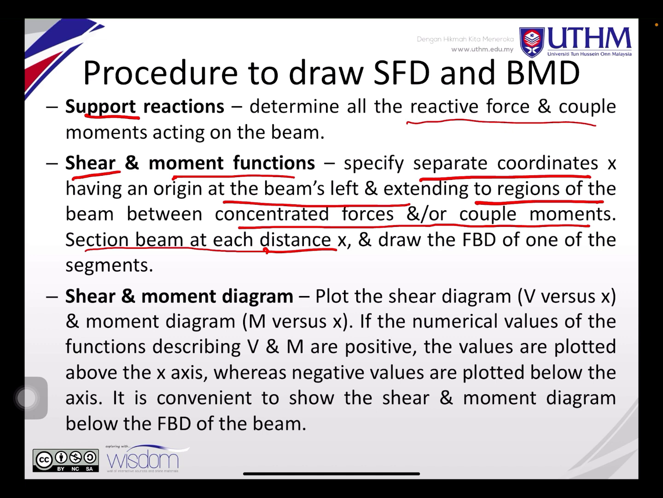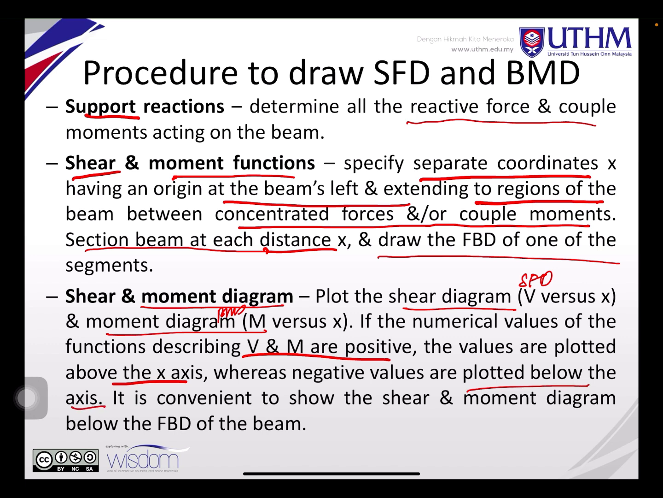So after you get the values, you plot the free body diagram of one of those segments. So for the shear and bending moment diagram, you plot the shear diagram and the bending moment diagram. This one normally we call SFD, BMD. If the numerical values of the functions V and M are positive, the values are plotted above the x axis. When negative, the values are plotted below the axis. It's convenient to show the shear and moment diagrams below the free body diagram of the beam.